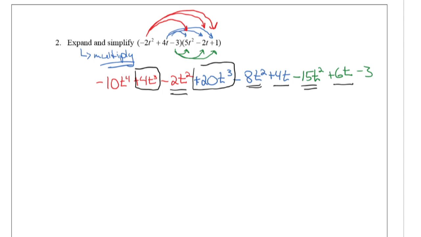My t to the 4th to start, and my minus 3 at the very end, they're kind of just lonely. They have no friends to combine with. So I'm just going to bring it down. So negative 10t to the 4th. Nothing I can do there. Now my t cubes in the boxes. 4 plus 20 is going to give me 24 of them.